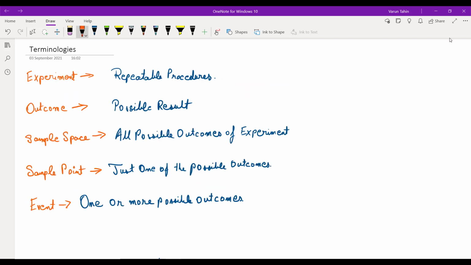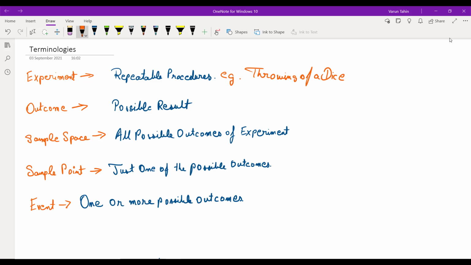So now that we have understood how probabilities are calculated, we will understand some of the terminologies associated with those, because we will be using these terms quite frequently in the upcoming sessions as well. So experiment means repeatable procedures. The example for this can be throwing of a dice, or tossing of a coin, or even selection of a card from a deck.